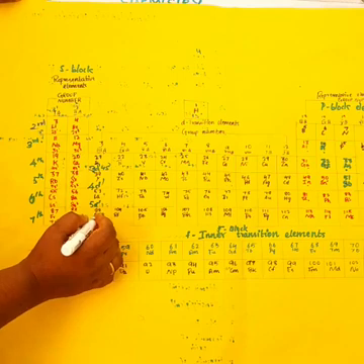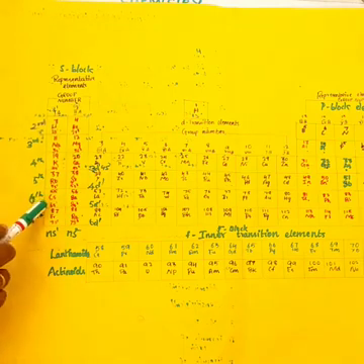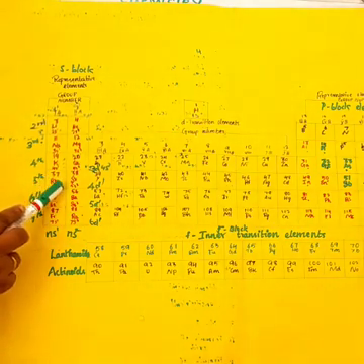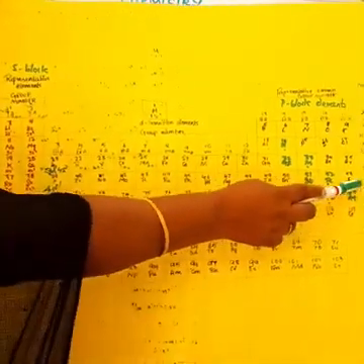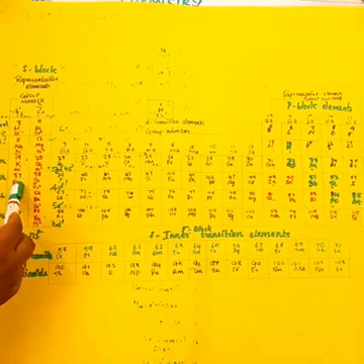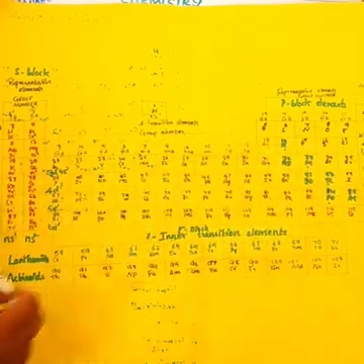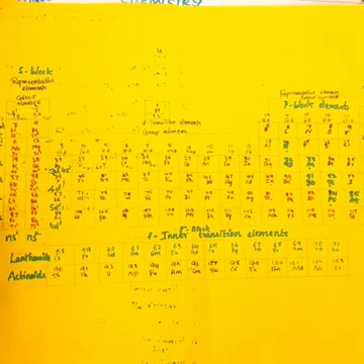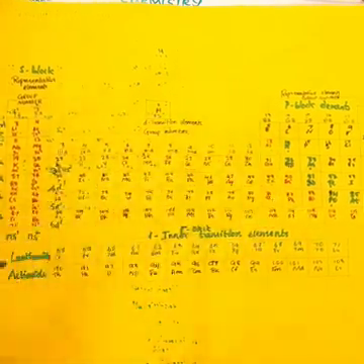Okay, understood? In the fifth period, it starts from the 5s1 orbital, followed by 4d, and it ends with 5p6. Here how many elements are there? Totally 18 elements: 2 S block elements, 10 transition elements and 6 P block elements.